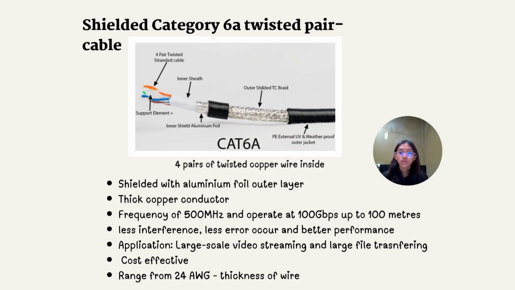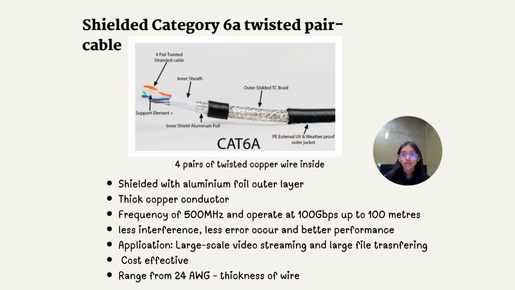which is suitable to be used to connect the 48 port switch to Office A, Office B, and the server. Since it has a frequency of 500 megahertz, which operates at 100 gigabit per second up to 100 meters, it can have a faster data rate and reduced latency to transfer the data between Office A, Office B, and the server, which will make it more efficient and reduce latency.